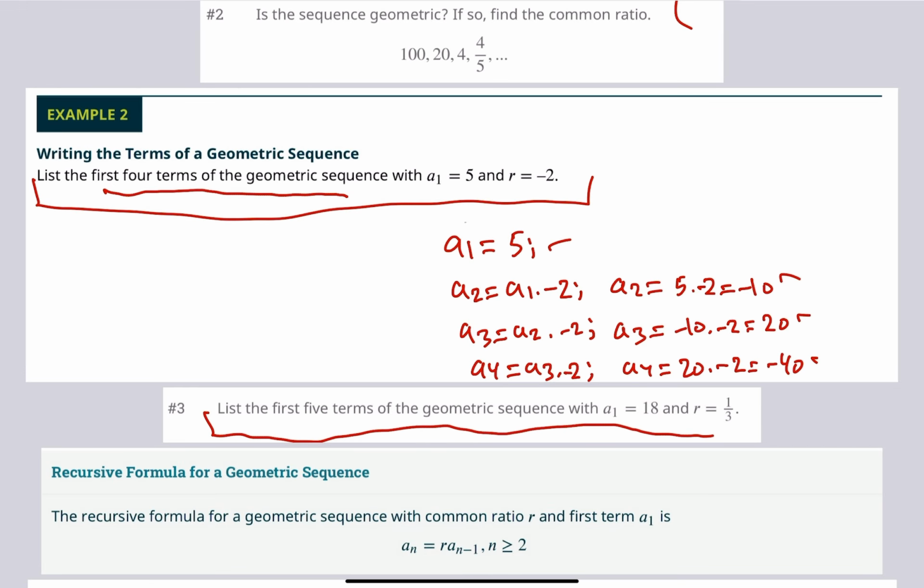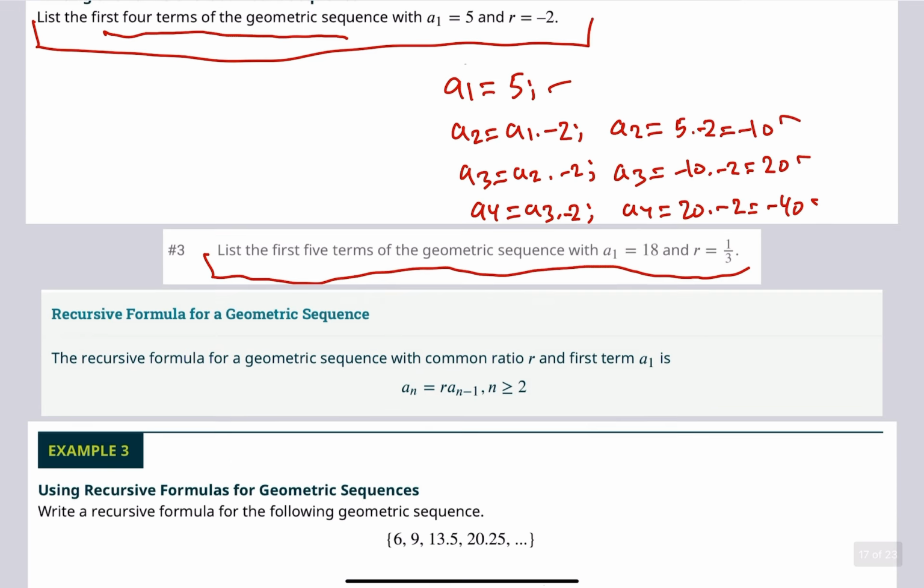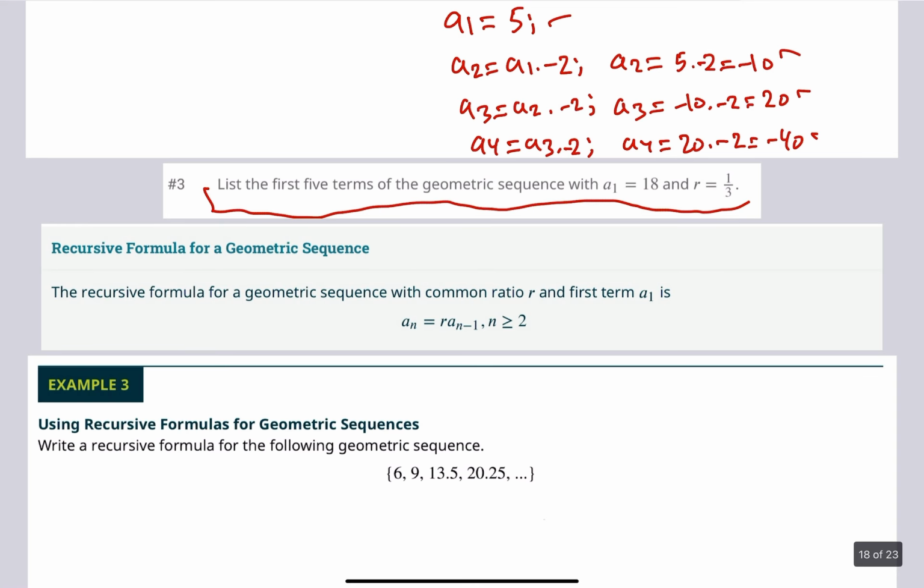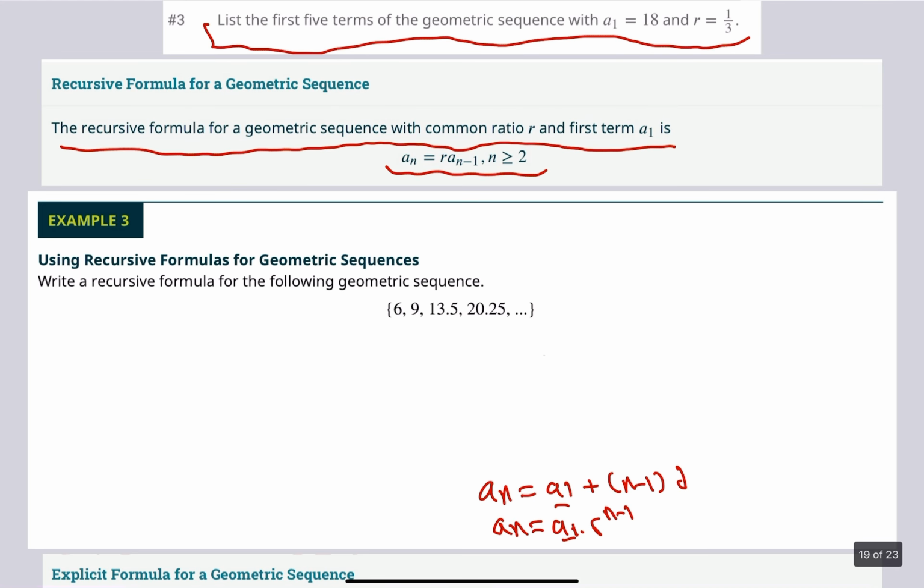List the first 5 terms of the following geometric sequence. Now, the recursive formula for your geometric sequence with common ratio r and first term a_1 is the following. So they're mentioning the first term is a_1, so n is greater than or equal to 2. And what exactly are they mentioning? You just need to find the ratio, and then you can write the recursive formula.